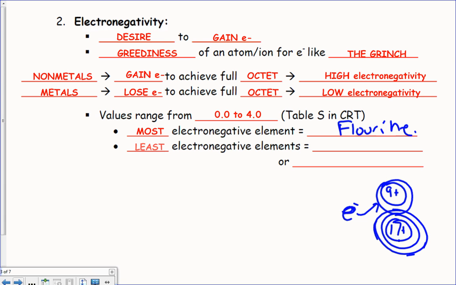Okay? Least electronegative atoms are, well, that's going to be the bottom left-hand corner. We're going to call that francium. And then, francium is something we don't find all the time, so cesium could be the other one. All right, cesium.